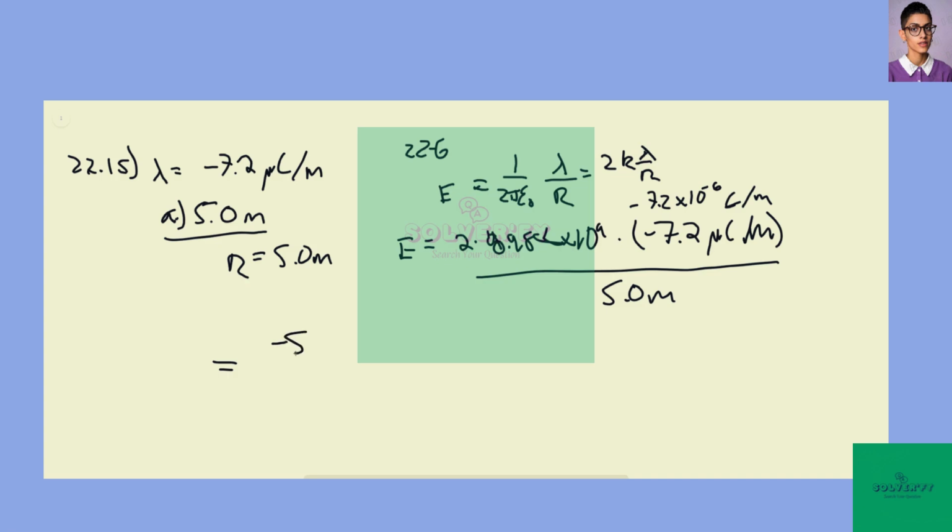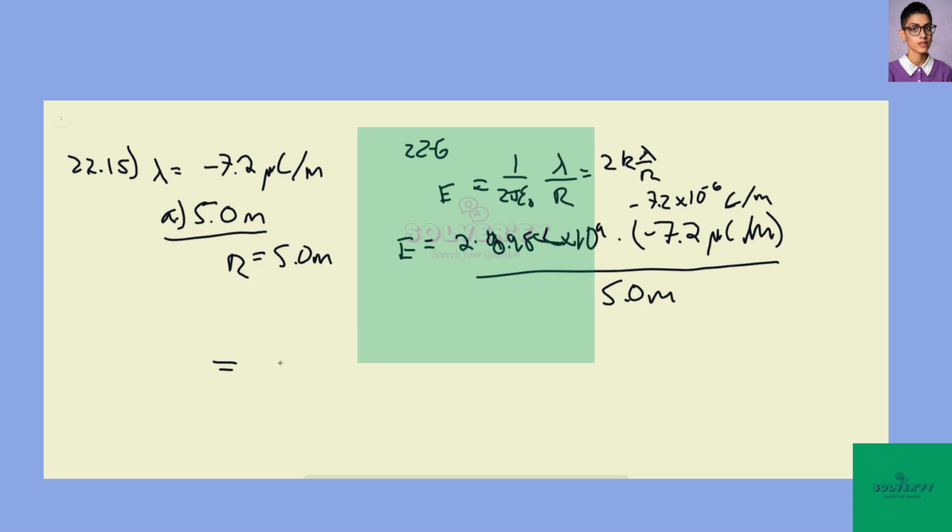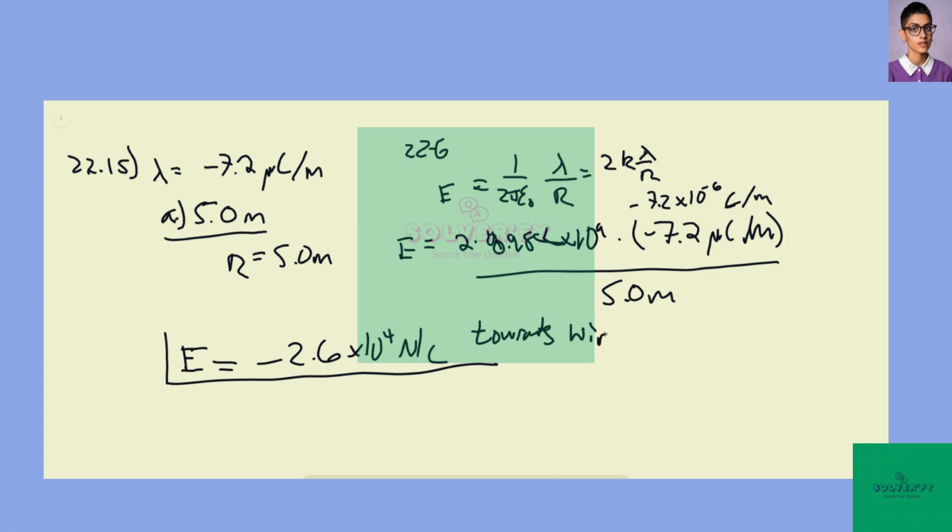If we plug that in, this comes out to being negative 8.6 times 10 to the 4 newtons per coulomb. And now, since it's negative, that means the electric field is pointing towards the wire. And I just realized I copied down the wrong number, so don't take that into account. This is actually negative 2.6 times 10 to the 4 newtons per coulomb. But you probably should have figured that out if you were following along and plugging in your calculator. So we have a negative electric field, so that means it's pointing towards the wire. Awesome. So that was part A.